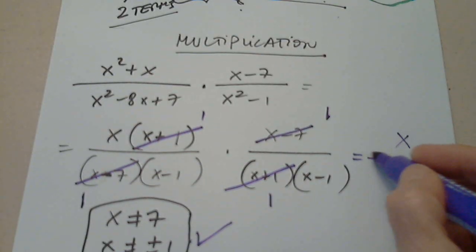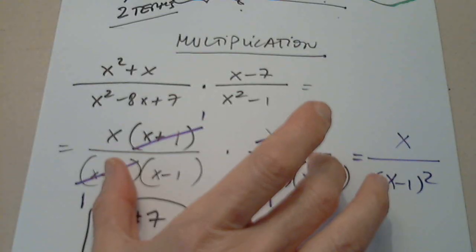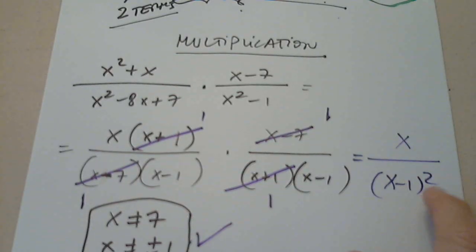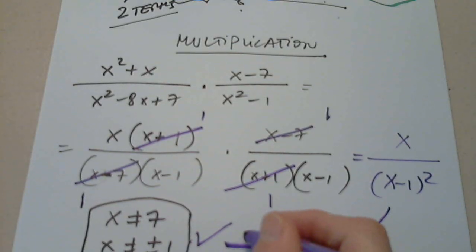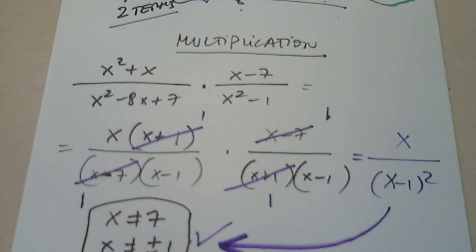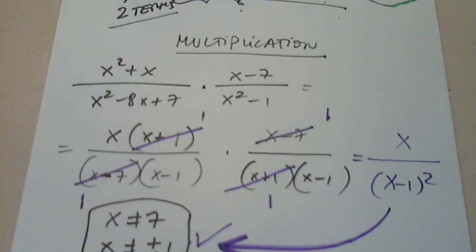X over x minus 1 squared. That's it. So the simplified form of this product of 2 rational expressions is x over x minus 1 squared only under the condition that x is never 7 or plus or minus 1. Any questions on this problem?